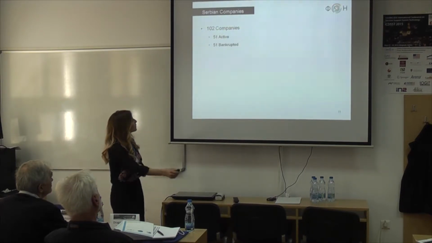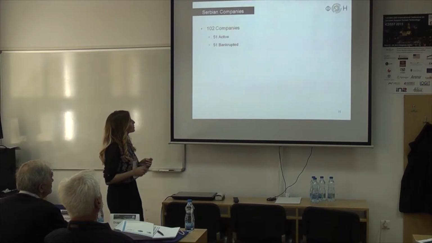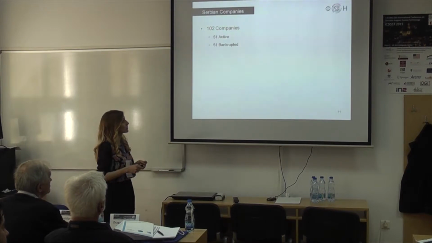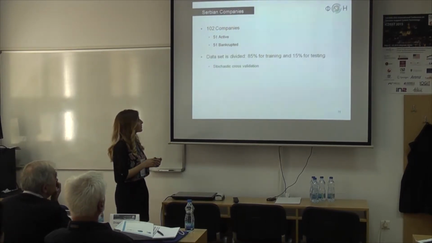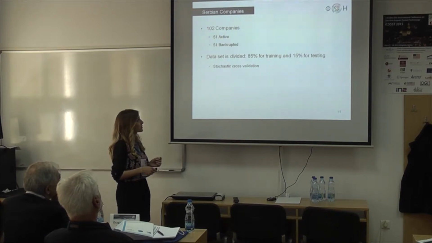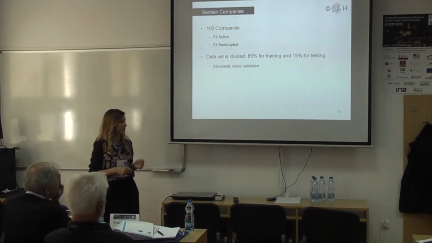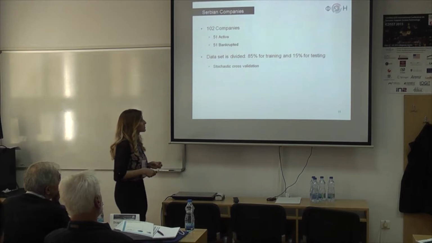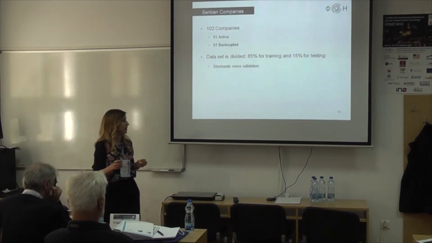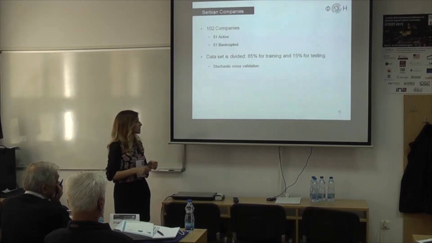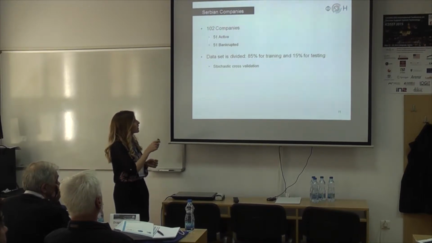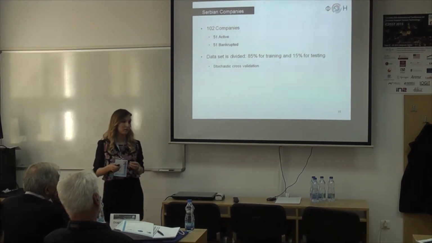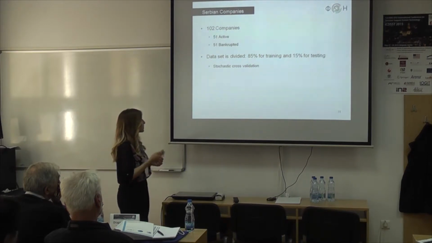So our study was based on financial data for 102 companies. Half of them were active and half of them were bankrupt. After that, we divided our data set into two pieces, one for testing and one for training. Also, we used stochastic cross-validation just in order to avoid any type of dependency between records. And all this data we collected from the yearly financial reports that every company is obliged to have every year.